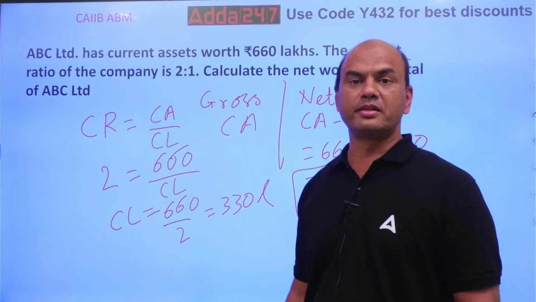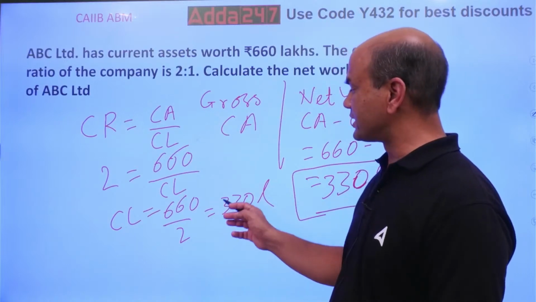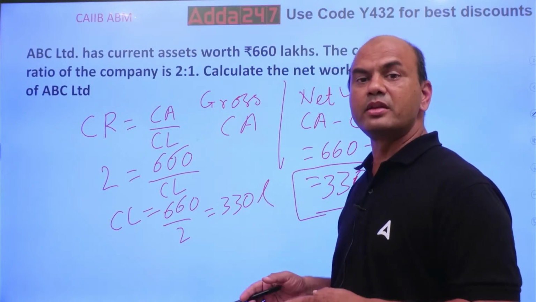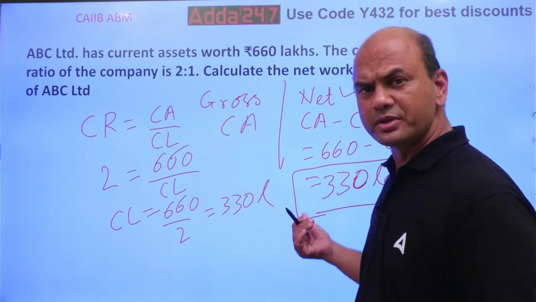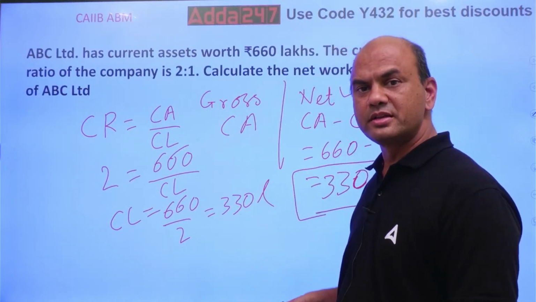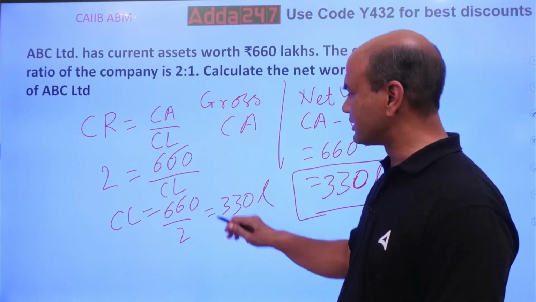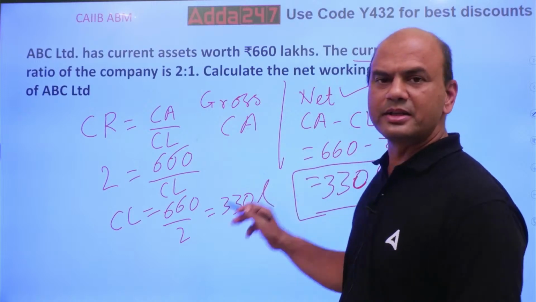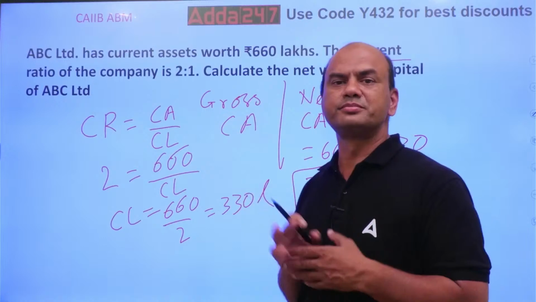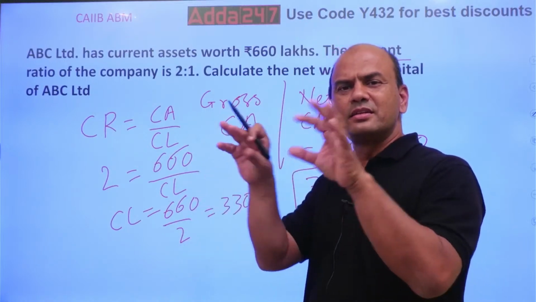Or you can call it the net working capital gap. Current assets are this much, current liabilities are this much, so this is known as net working capital or the gap. How much does the bank finance? Suppose this comes to you, how much will the bank finance? Simple logic: assets are 660, liabilities are 330. It means liabilities are less. Now you have to balance them. Always in any balance sheet, the basic logic is it's a tarazu, a balance scale.